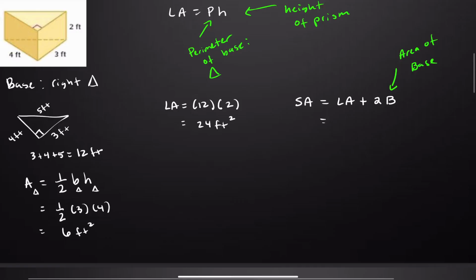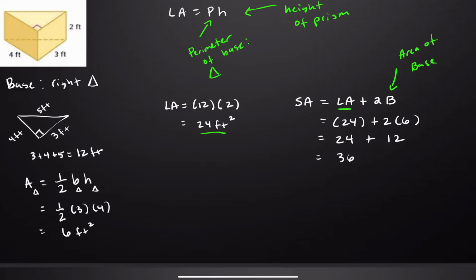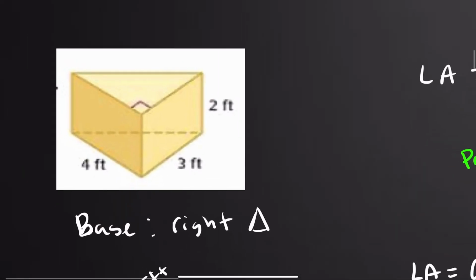Okay, so I know what the lateral area is. I don't need to calculate that again because we already figured that out. It's 24, right? So I can easily replace this LA with the 24. So 24 plus 2 times the area of the base. I have 24 plus 12, and that's going to give me 36 square feet, because I'm still dealing with area here. So the unit needs to be squared. So 36 feet squared.